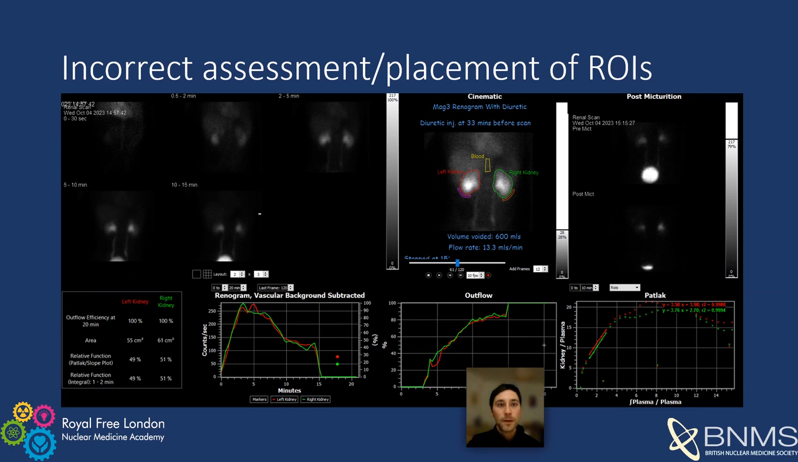Can anyone spot the error here? Looking carefully at our landmarks, we see the liver appears on the left side of the image. If this was a posterior projection, we would expect to see it on the right-hand side. Also, the kidney ROIs are labelled incorrectly. It also appears as though the blood ROI is positioned over the aorta. However, it also incorporates part of the liver.